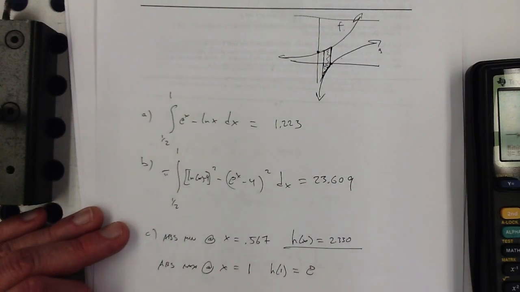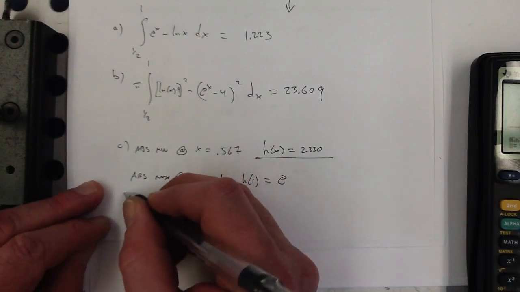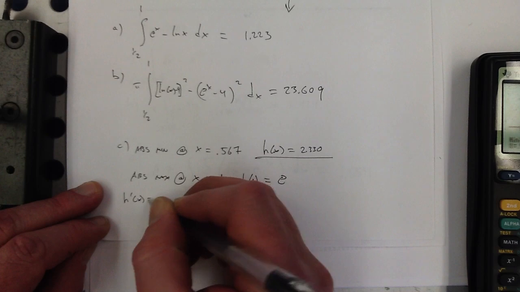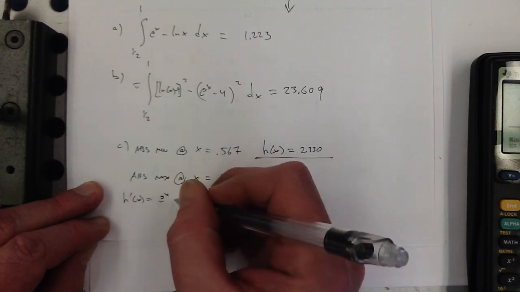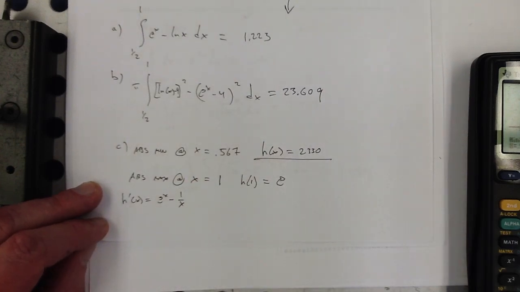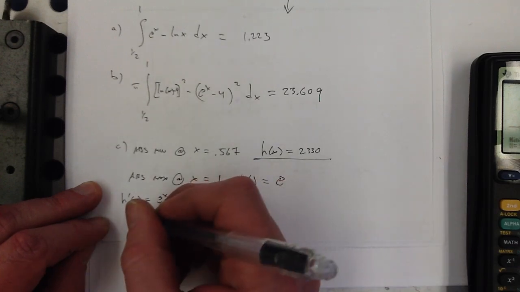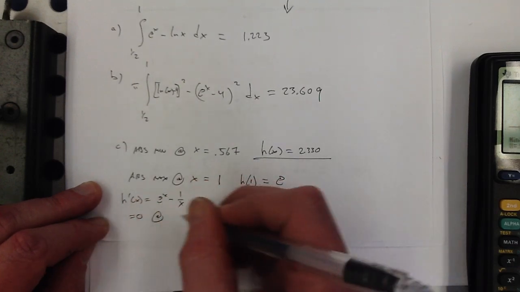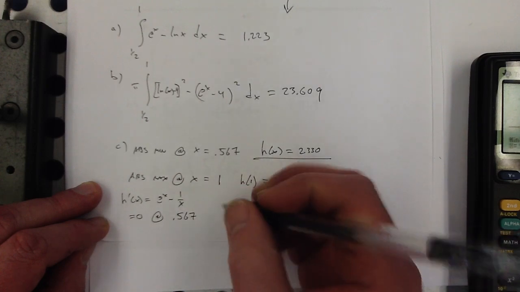How do we justify that? We have to justify that looking at the derivative. So the derivative here, h prime of x, would be equal to e to the x, which is its own derivative, minus the derivative of g, which is 1 over x. And find the zeros of this. This is equal to 0 at 0.567, which we already found.